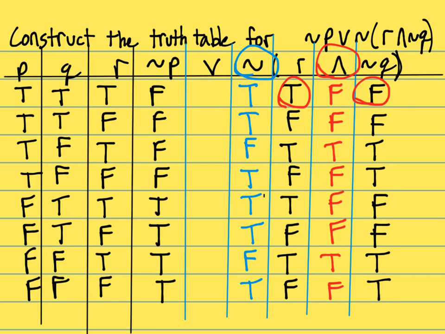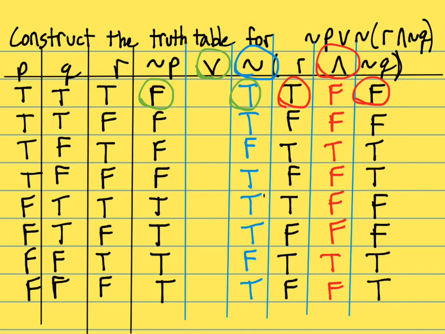At this point now, we're finally ready to do the OR statement between the 2. We're going to look at those 2 columns, because it involves the negation of P and the negation of all that other stuff. And so we apply our condition for OR. We know that an OR statement is true if either one is true. If any of them is true, then it's going to be true. Alternatively, the only time it turns out to be false is when they're both false.